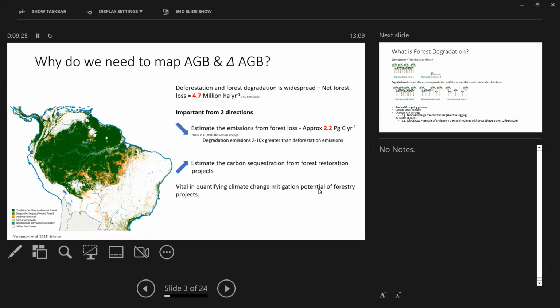And we also need to understand how much carbon is being sequestered from these restoration interventions, as these are being done as a means of mitigating climate change. So obviously, if we want to know if we're doing a good job and if we're actually making an impact, then we really need to be able to put a number on how much carbon is being sequestered and make sure that we are balancing these different fluxes.